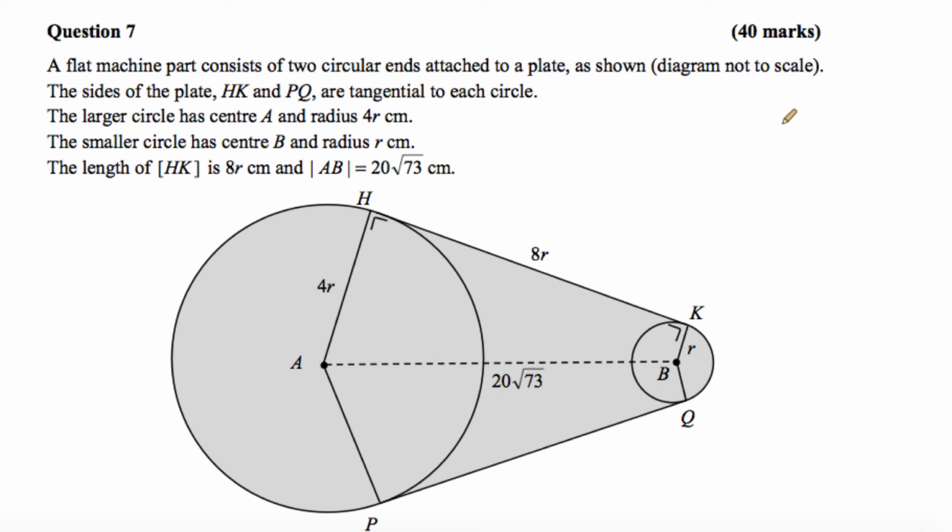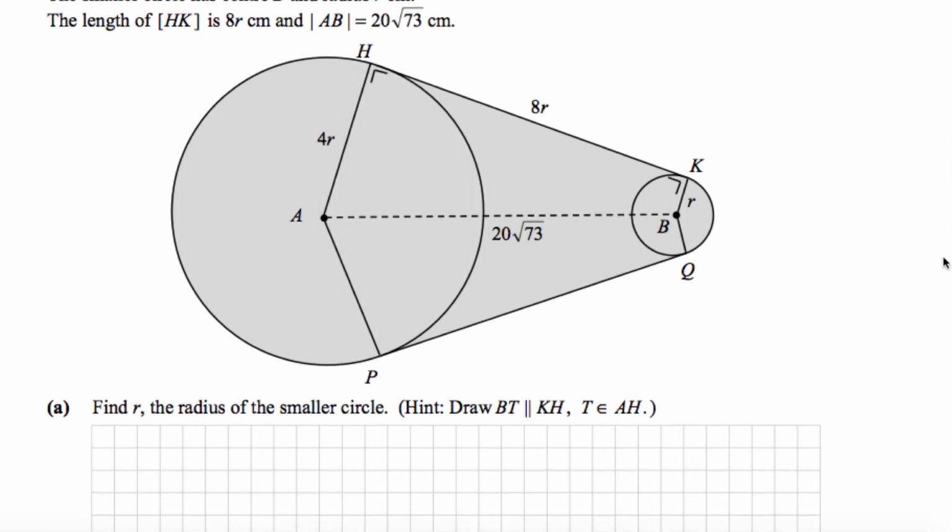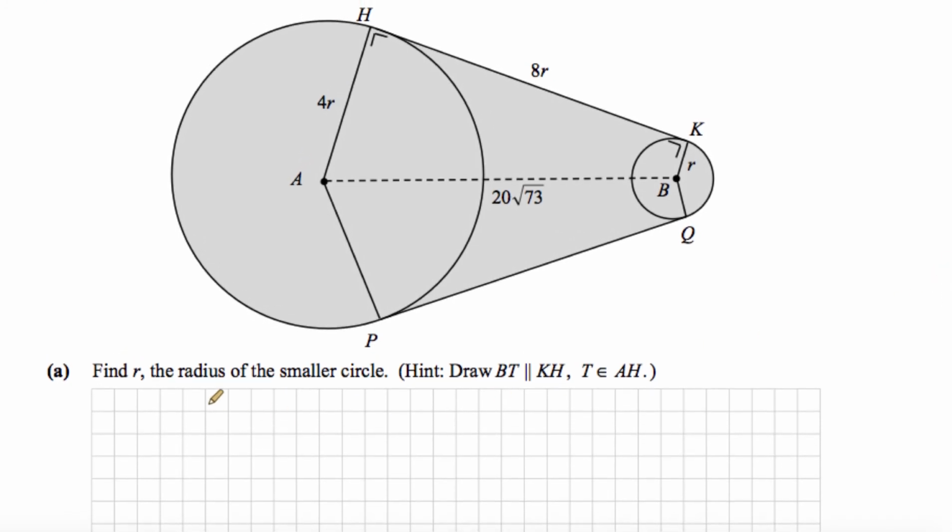The smaller circle has center B and radius r centimeters. The length of HK is 8r centimeters and the length of AB is 20 root 73 centimeters. So we have the diagram here, and the question says find r, the radius of the smaller circle, and it gives us a hint and says draw BT parallel to KH, where T is an element of AH, so T will be a point on AH somewhere.